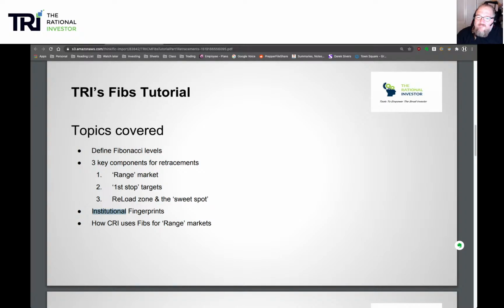We talked a little bit about institutional fingerprints. I know there were some questions in the Q&A sheet for that. We'll look at that and what we mean by institutional fingerprints. We'll talk about how TRI uses fibs for ranging markets.